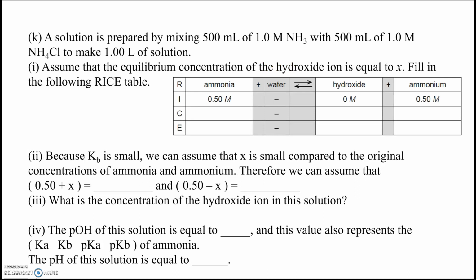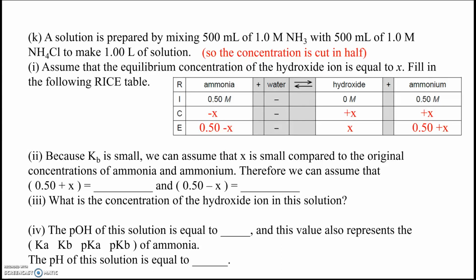All right, now, question K, or part K. A solution is prepared by mixing half a liter of 1 molar ammonia with half a liter of 1 molar ammonium chloride. We get a total volume of 1 liter, and we're going to fill out our RICE table. Again, we do the same thing. The concentration's cut in half because now we've diluted it. And so we have minus x, plus x, plus x, 0.5 minus x, x, and 0.5 plus x.